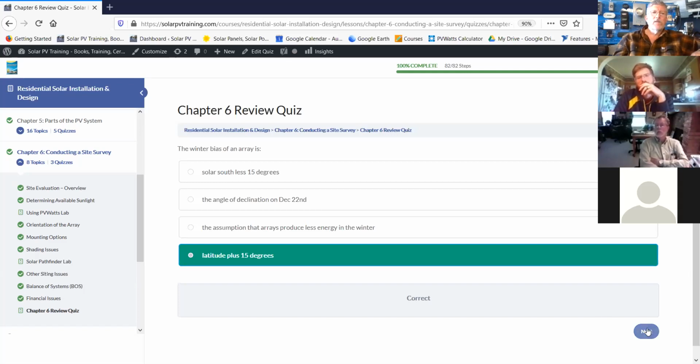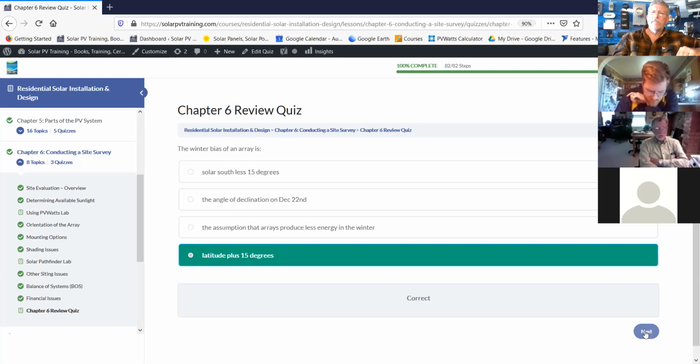So quick question on that, Jay. Can you use PVWatts to simulate that by adjusting the angle within the inputs? Yes, exactly. It's very quick, very easy. And that's one of the beauties of PVWatts, it lets you do that.